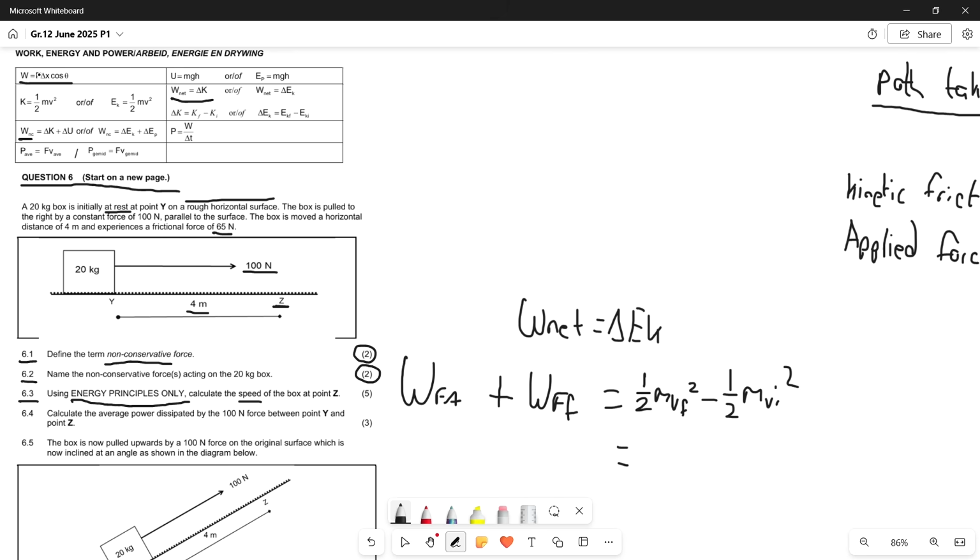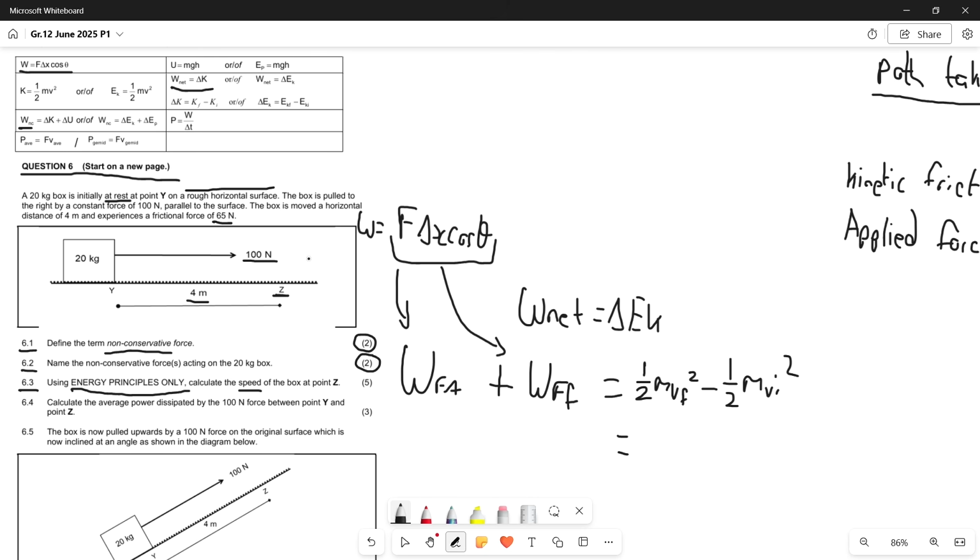Cool. So at this stage, a reminder that W is up here. So I'm just going to write this here for us. So we have F delta X cos of theta. So this is the formula. W represents this. So we're going to plug this in over there and over there. So the applied force has a force in newtons of 100. And then delta X, what we're looking at is the speed of the box at point Z, which means it traveled 4 meters. Delta X is our displacement, which means we multiply that by 4.